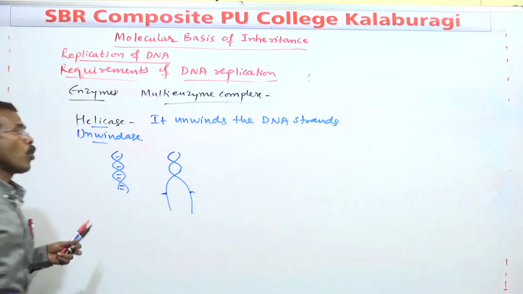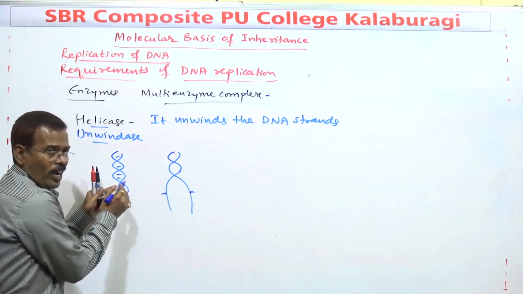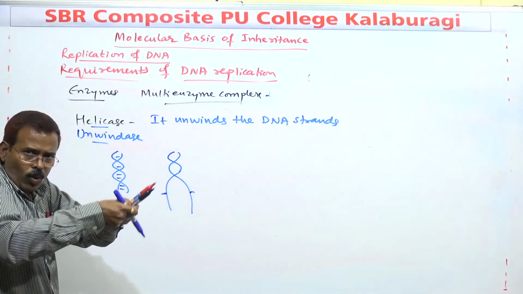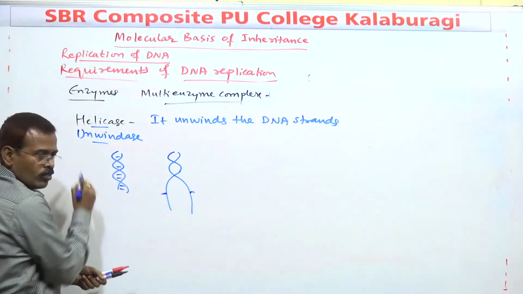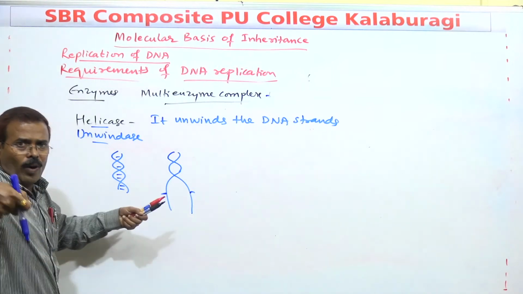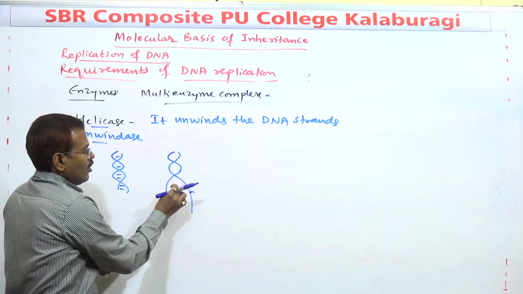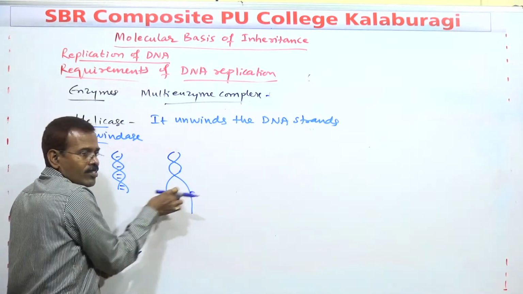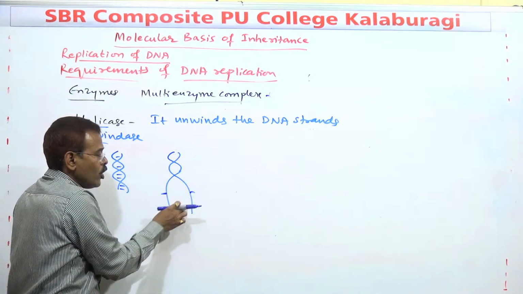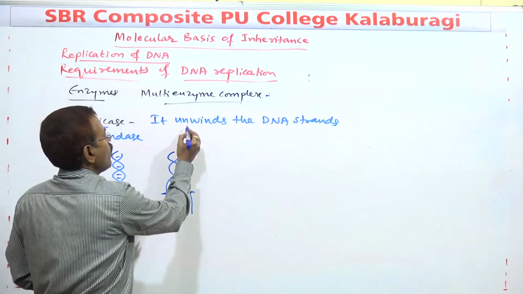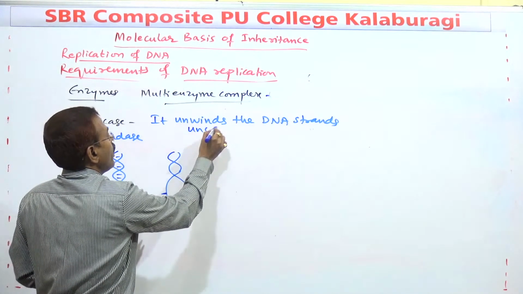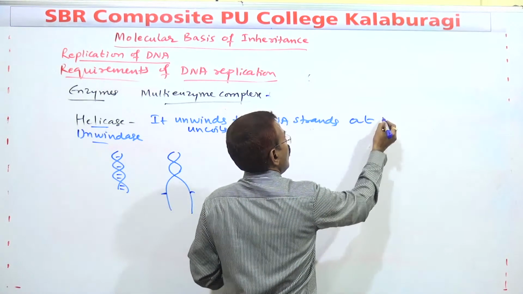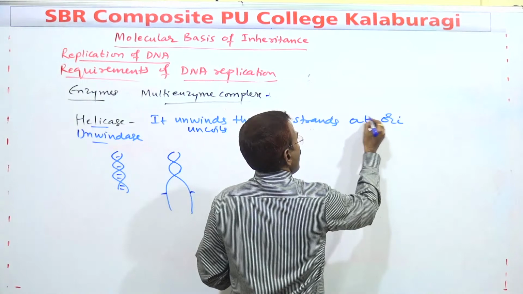Unwinds or uncoils. Earlier it was coil, now uncoiling. Uncoiling means removing the turns of coils which are there. These are the turns, the coils, and these coils will be removed. As a result, you can get this elongated stretch of single stranded DNA, on which a new strand will be produced. So it unwinds or uncoils the DNA strands at what we call the ori site.